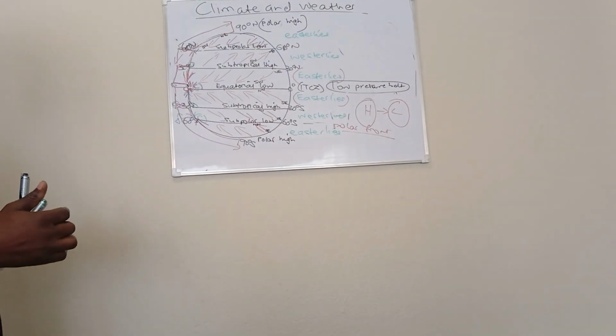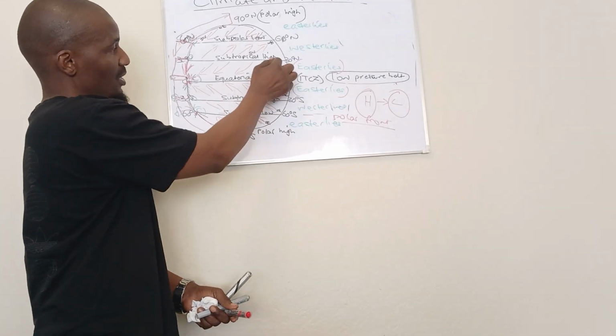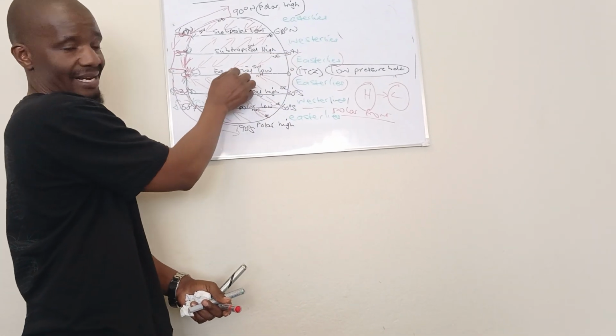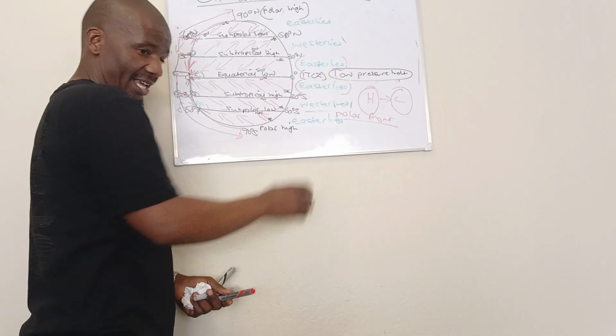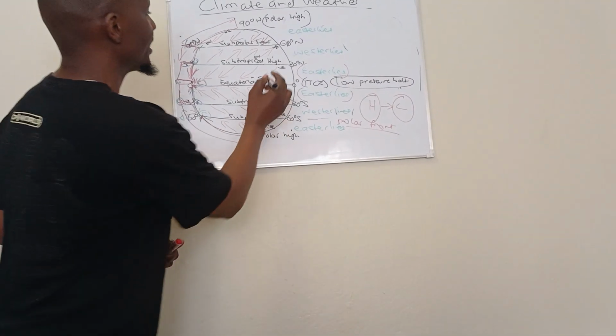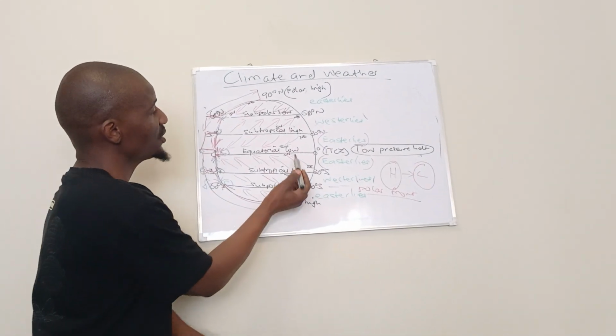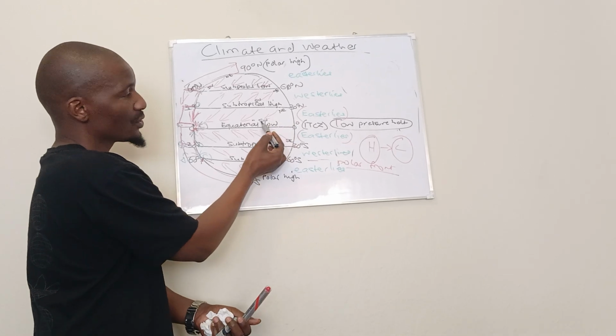Why are they called the easterlies? It's because of the direction from which they are blowing. You can see they are blowing from here and going this direction. That's why they are called easterlies. And if you are asked to be specific on the direction in which they blow, it's very easy as well. You can see the easterlies blow from northeast to southwest.